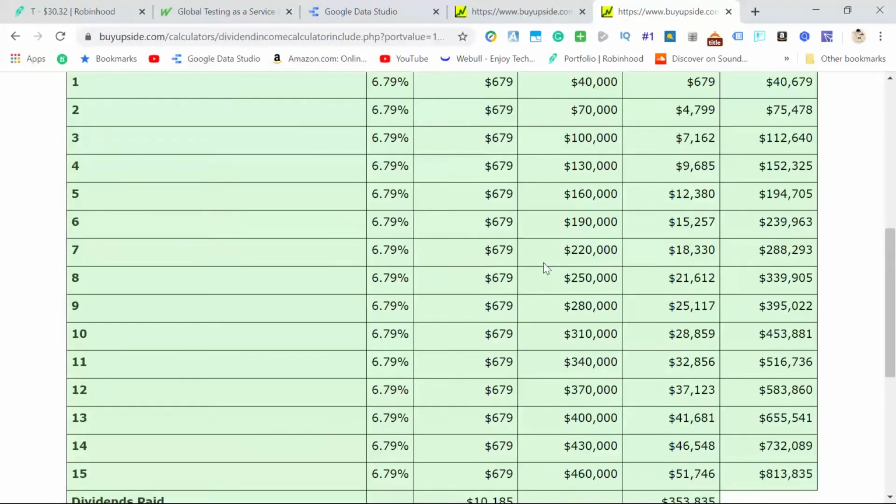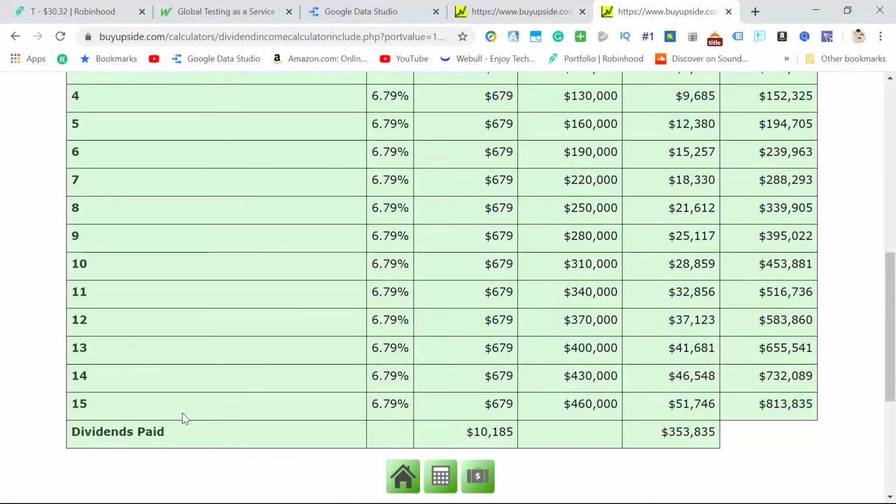So now we're looking, let's go all the way down to the 15th year. So year 15 at 6.79%, you would be making $51,746 annually with a $813,000 portfolio valued account. So that's going to take a lot of money.